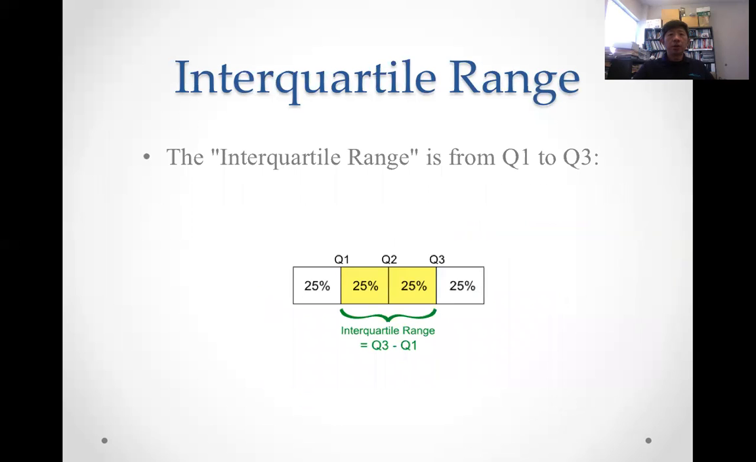Interquartile range. Now, the interquartile range is the range from Q1 to Q3. So the formula to find the interquartile range, we say IQR, interquartile range. We take Q3 minus Q1, and then we can find this range, okay? This is IQR.